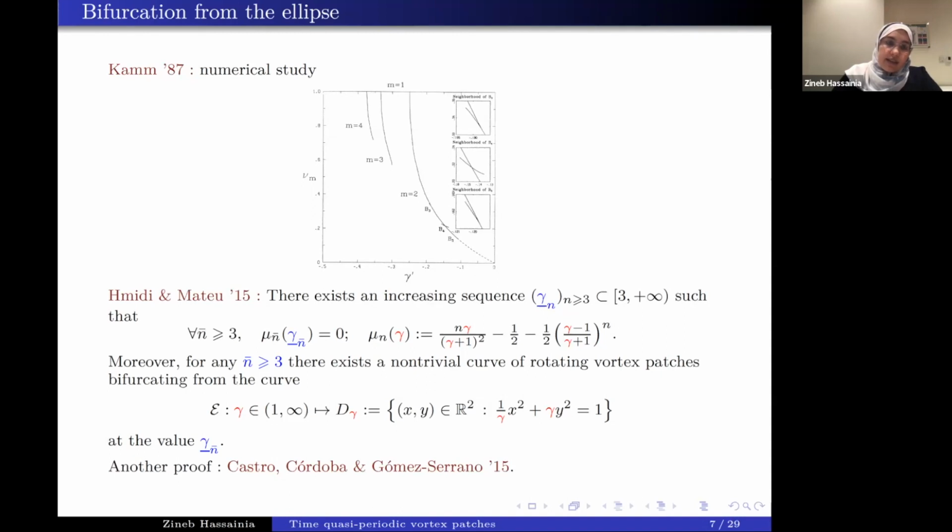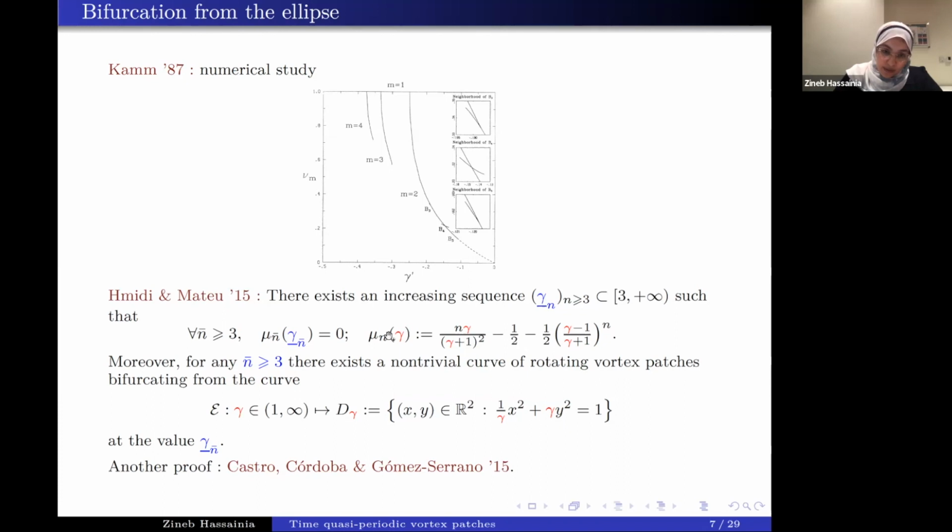In 1987, there was a numerical simulation by Kamm in his PhD thesis, where he suggested the existence of a second bifurcation from the curve of the disk. So this is the curve of the disk, and this is the curve of the ellipse, and then the 3-fold, 4-fold, and on the curve of the ellipses, the second bifurcation occurs.